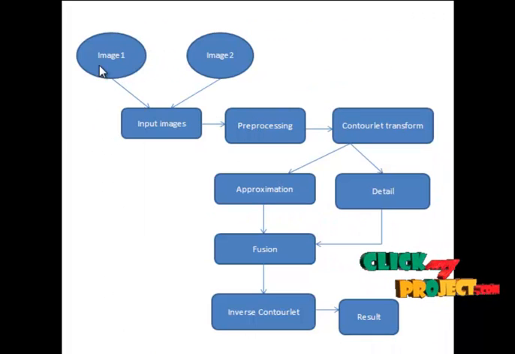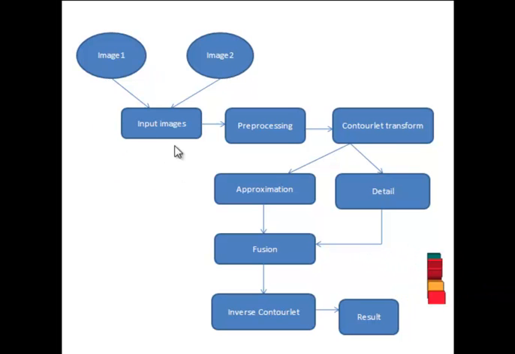Here we have to give two images as input. The first image will be the infrared image and the second image will be the visible image. So both images will go to the process. Initially we are giving the input images to the pre-processing.